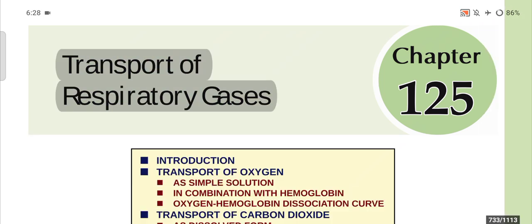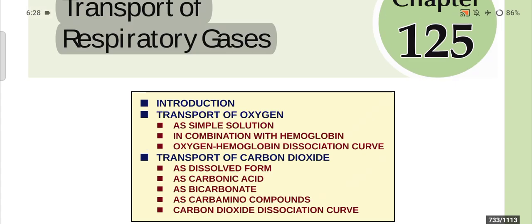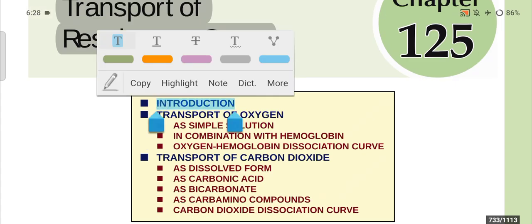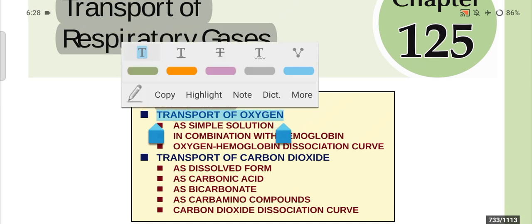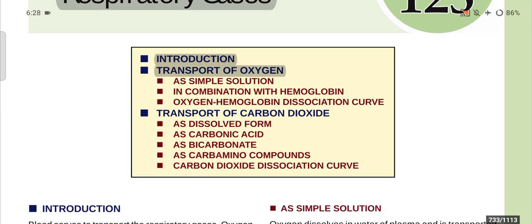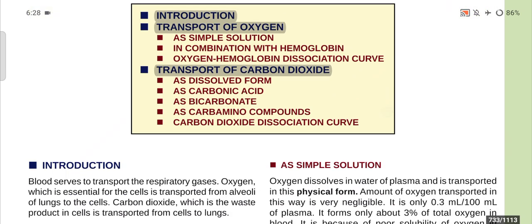So let us start. Today we will try to discuss the introduction, then the transport of oxygen, and then if possible, the transport of carbon dioxide. So this will be our today's topic.